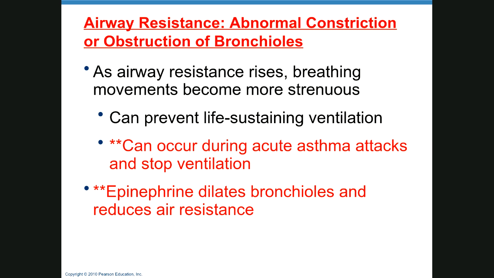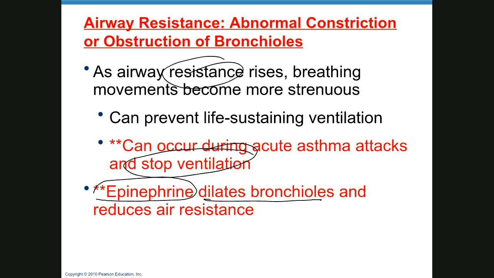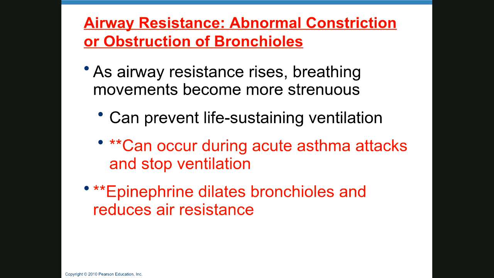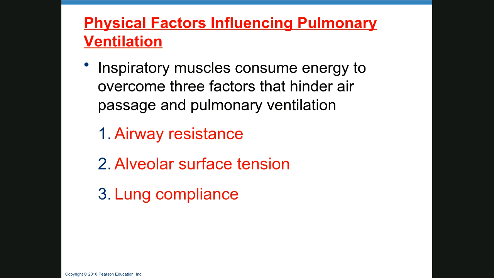So with an asthma attack, all of a sudden the airways become closed. There's a lot of airway resistance, air cannot get in easily, and you're going to stop ventilation. Epinephrine, which is a sympathetic nervous system hormone, is going to dilate bronchioles. The sympathetic response is to dilate bronchioles and reduce airway resistance. Surfactant takes care of alveolar surface tension, right here, number 2.